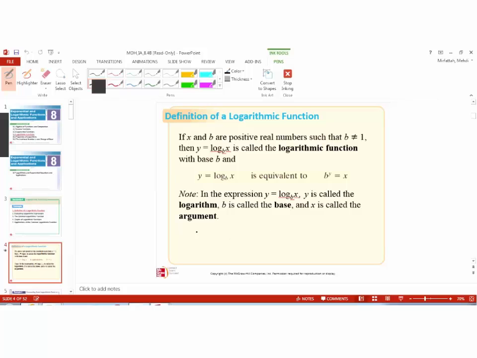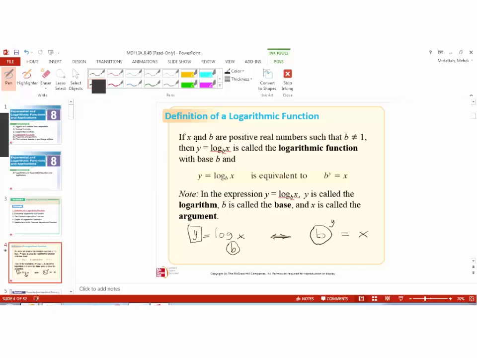So if I have y is equal to log of x with the base b, you should be able to translate that into an exponential function. So you see the base of the logarithm would be the same as the base of your exponential. So remember to start with that. The base of the logarithm would be the base of the exponential. So b to the power of y is equal to x. There are some names that correspond to this.